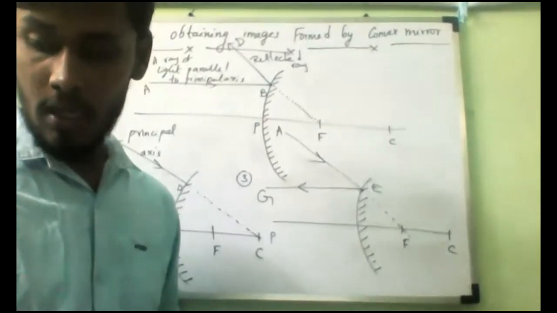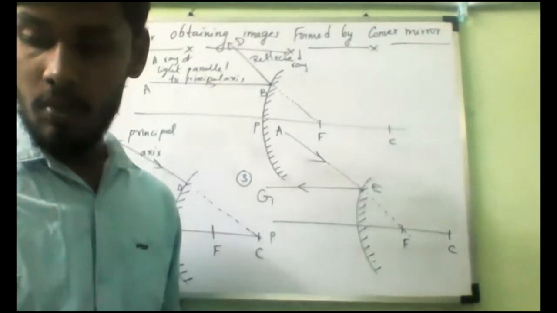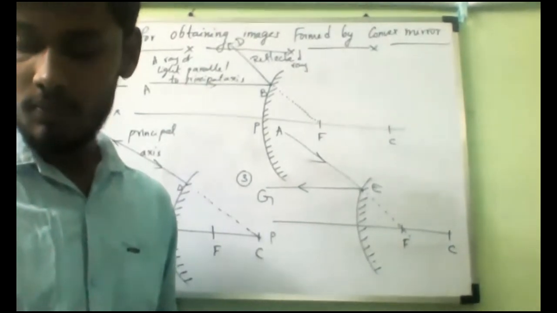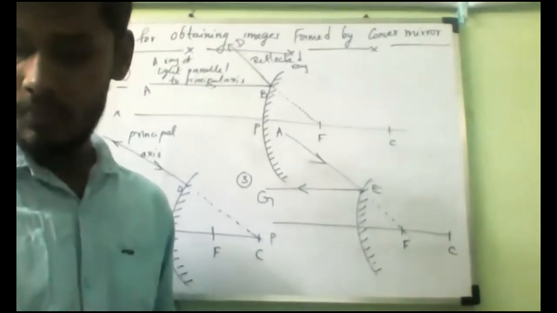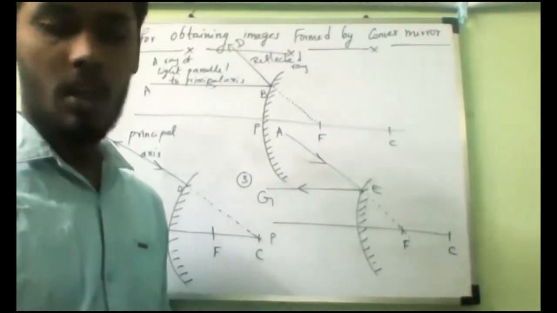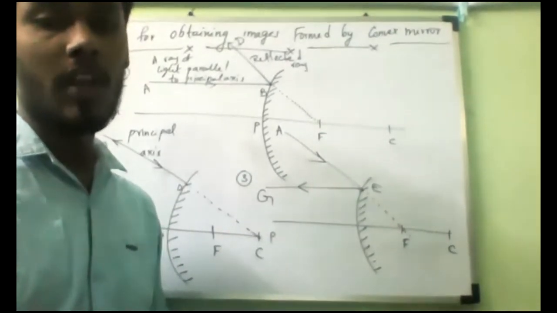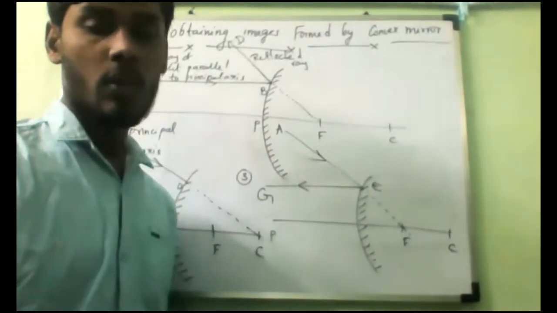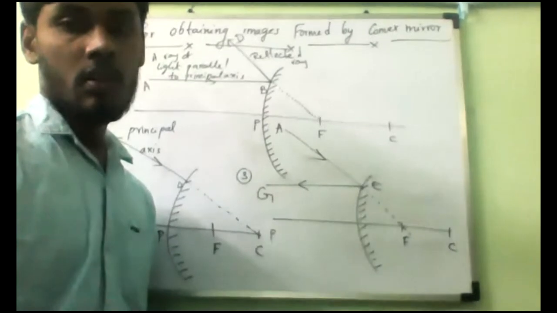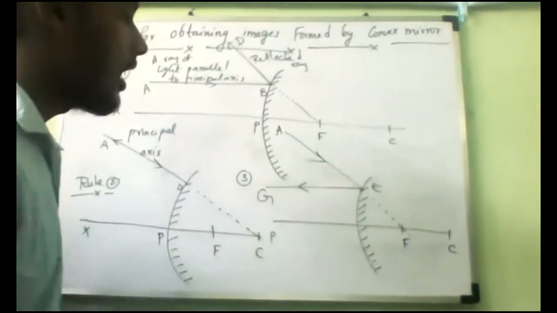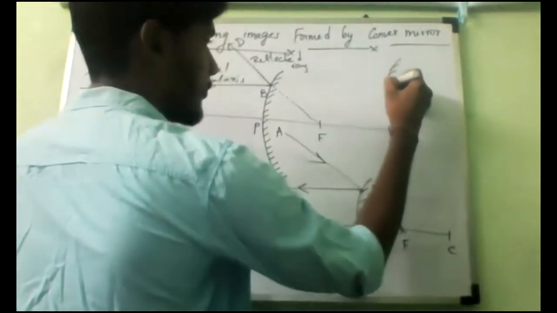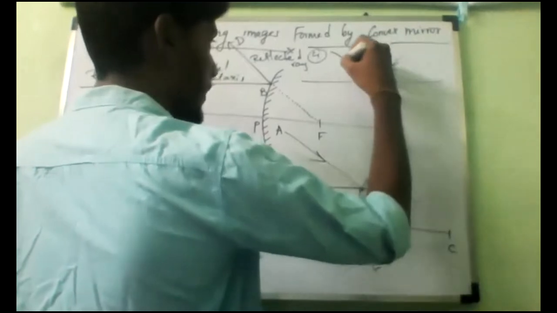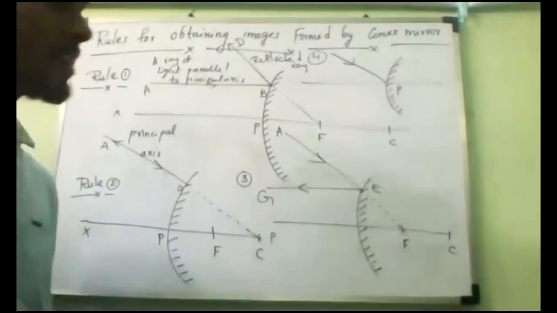Now, the last rule, can you say? Rule number 4. Anybody? It is similar to the concave mirror, where the ray is incident exactly at the pole. What will happen? Which is inserted at the pole. What will happen? Nobody is answering. It will reflect back at the same angle. The concave mirror, all of you should remember. So rule number 4 says that if you send the incident ray exactly at the pole, what will happen? It will reflect back at the same angle.